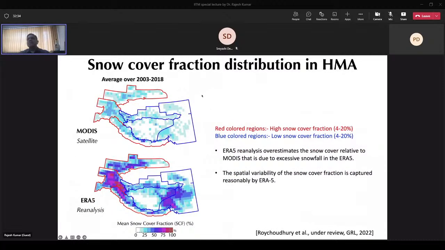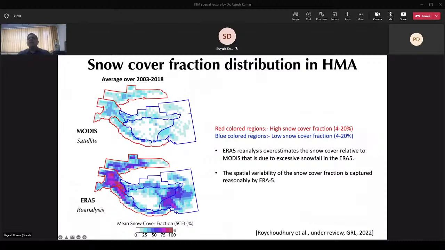This is just to show the snow cover fraction distribution in high mountain Asia. The top panel here is from the MODIS satellite, and the bottom panel is from ERA5 reanalysis. These products are available at different resolutions. The MODIS snow cover fraction is available at 0.05 degrees, while ERA5 is, I think, 40 kilometers. But we regrid them to 0.75 degrees because that is the resolution of the CAMS reanalysis. So we coarsen the data so that we bring everything together on a single grid.